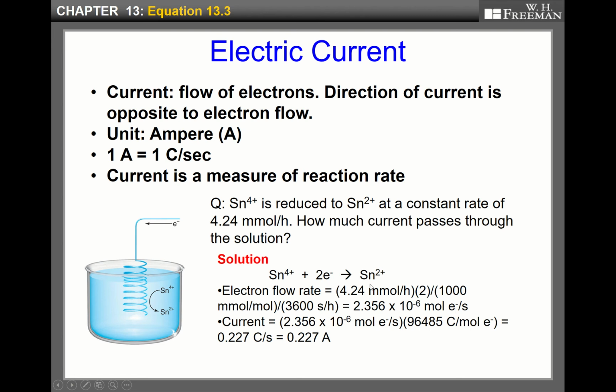And now we are ready to calculate the current. By definition, current is what? Current is charge divided by time. And here this mole we multiply by what, Faraday constant, to convert this mole to charge. And then it is already divided by the second. And then we get this number, 0.227 coulomb per second. Coulomb per second is what, that is current, ampere. Very simple, very easy, but you have to understand.